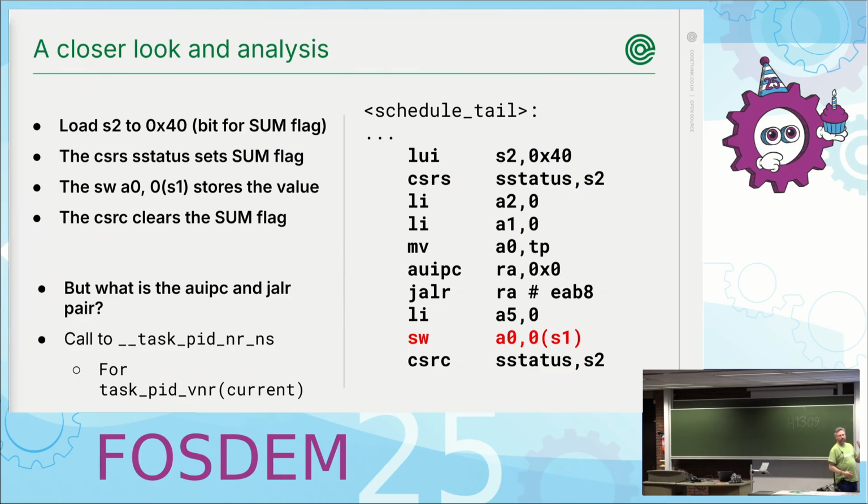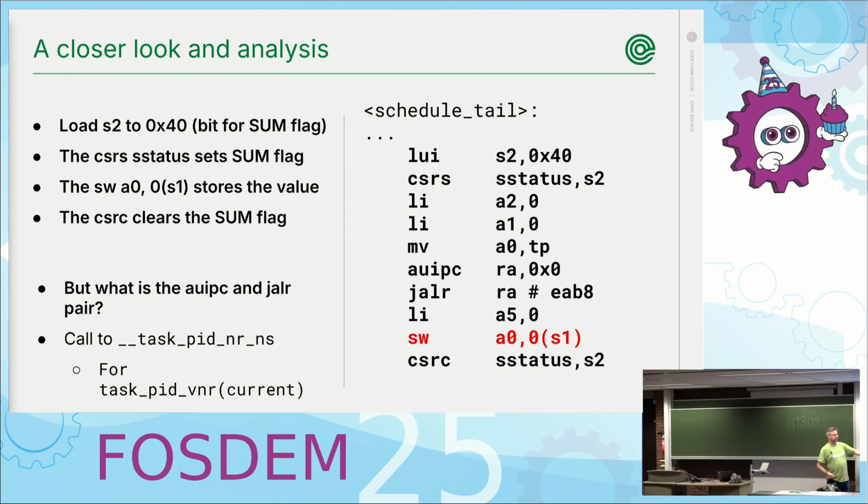So we'll go through a little bit about this segment. As I say, S2 is the SUM flag. The CSRS instruction is going to set into the status register to ensure this bit is set. So we know fairly much this bit should have been set when the code happens. And this store word is where it crashed. Now, obviously that correlates with it storing something.